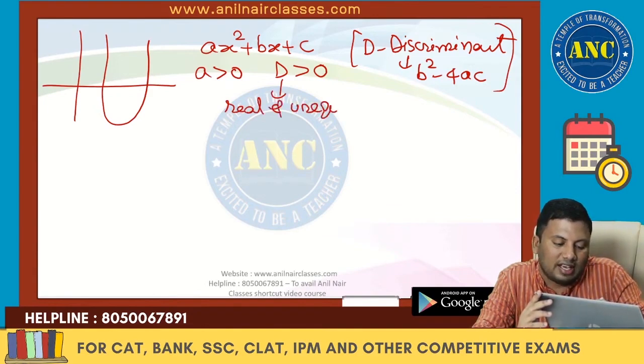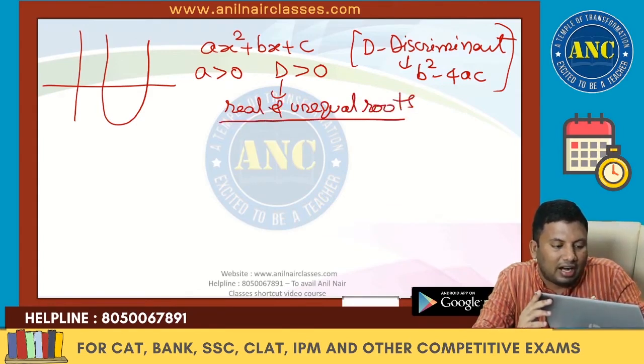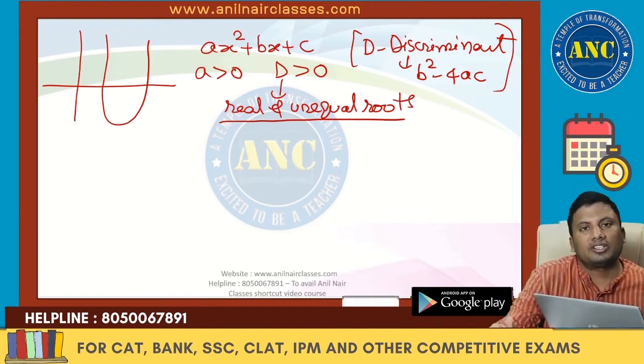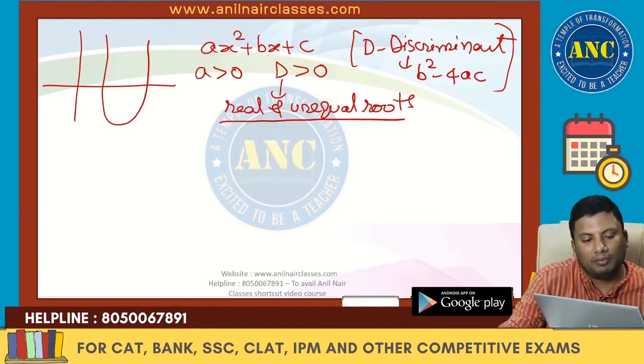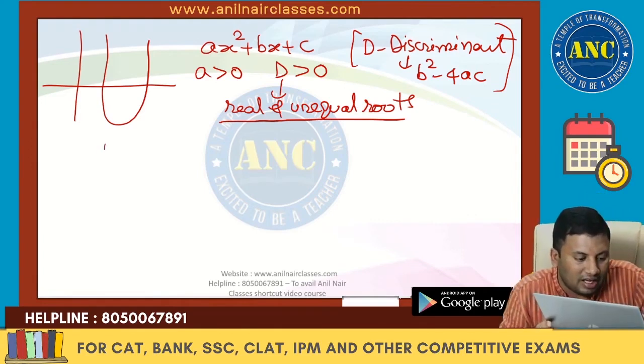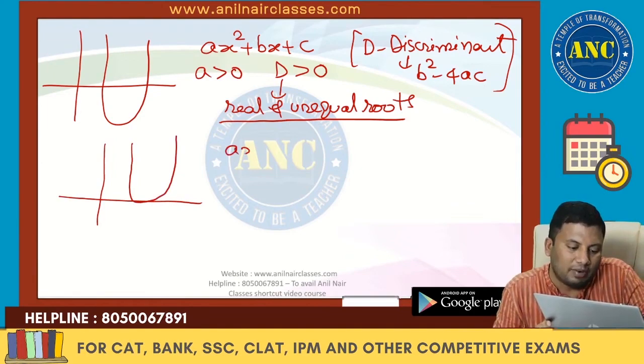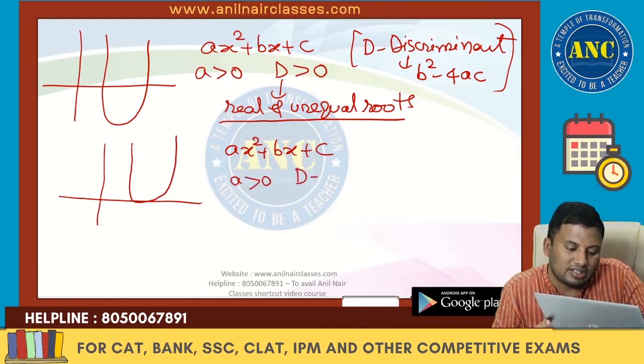So if he asks what the behavior of the graph will be for real and unequal roots, the graph will go upwards and touch the axis at 2 points. There are 2 roots: one root will be less than minus b by 2a, another root will be greater than minus b by 2a. Another graph, this is ax square plus bx plus c, where a is greater than 0.